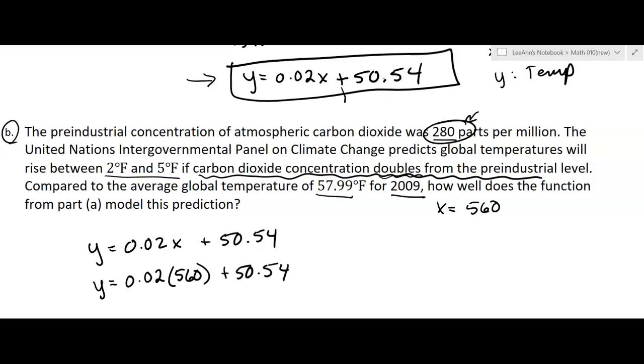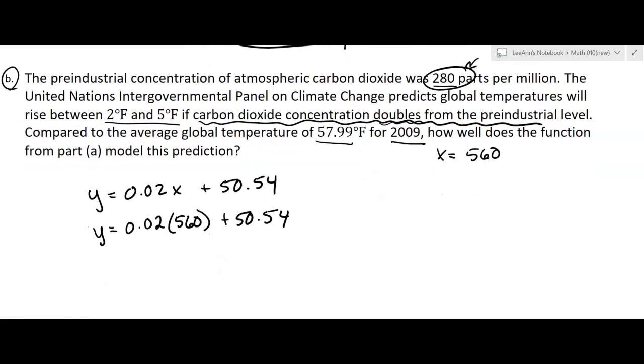Now, I can put that all in my calculator. So you kind of have to say, well, what does my model do? It takes the carbon dioxide concentration, takes that number, and gives you the temperature. Okay, that's what it's calculating. So 0.02 times 560 plus 50.54. And I'm getting Y to be 61.74. That is the temperature then.